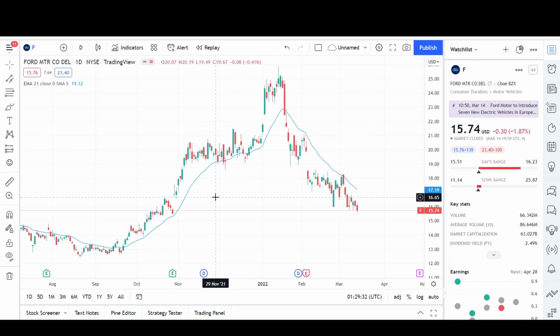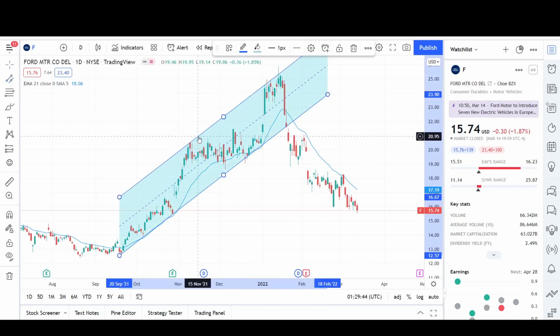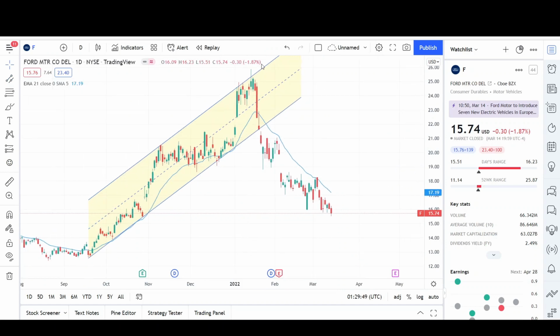So let's take a look at the daily chart for Ford. You can see that previously this was an uptrend. Now we're in a downtrend. So this is pretty much a textbook reversal. We had this uptrend in play. You can see that price action was being supported by this channel working higher, and recently we had a break outside of it.